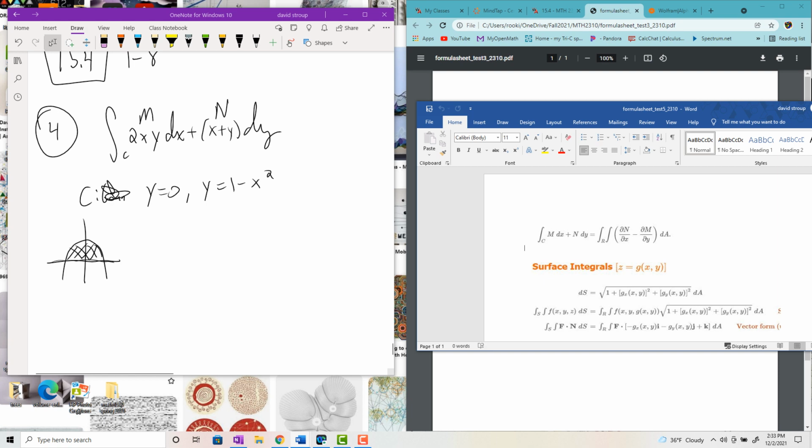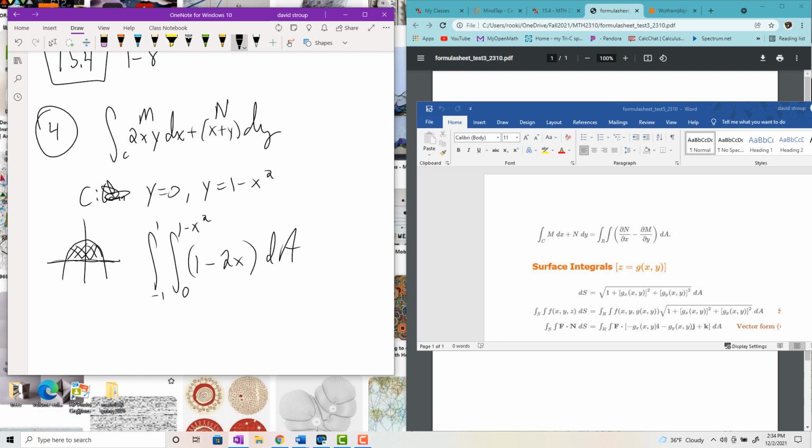That first formula there. So it's going to be a double integral of the partial of n with respect to x, which is just 1, minus the partial of m with respect to y, which is 2x, and then dA, whatever I decide there. Looks like I'm going to go dy and then dx. Looks like negative 1 to 1. Okay, so I got the single integral now.